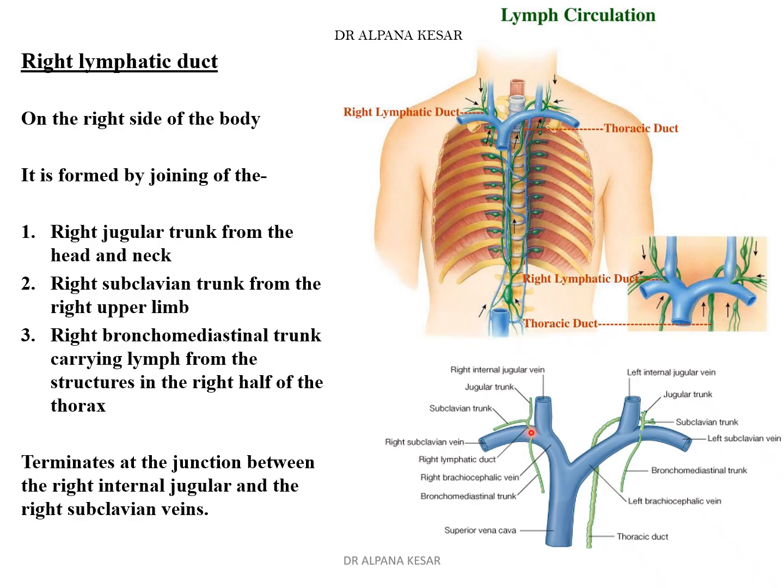All these three channels join to form the right lymphatic duct, which is a short duct or trunk that immediately terminates by draining into the venous system at the junction between the right internal jugular vein and the right subclavian vein.